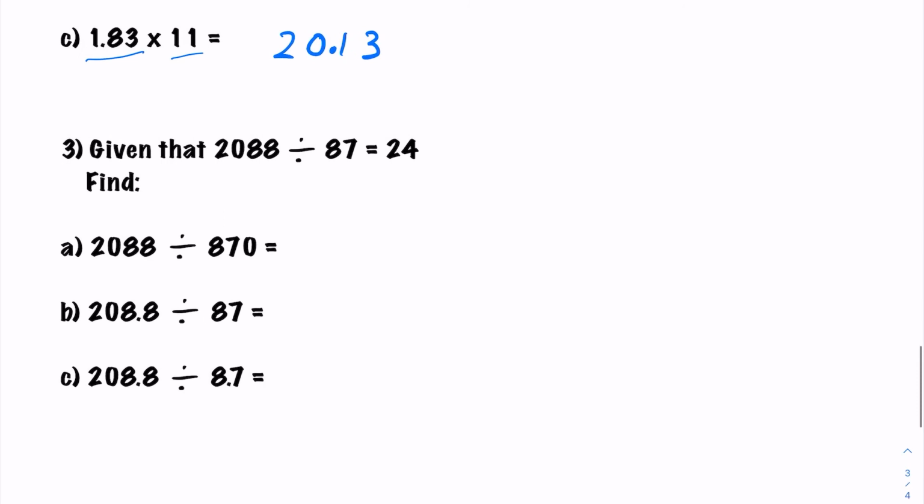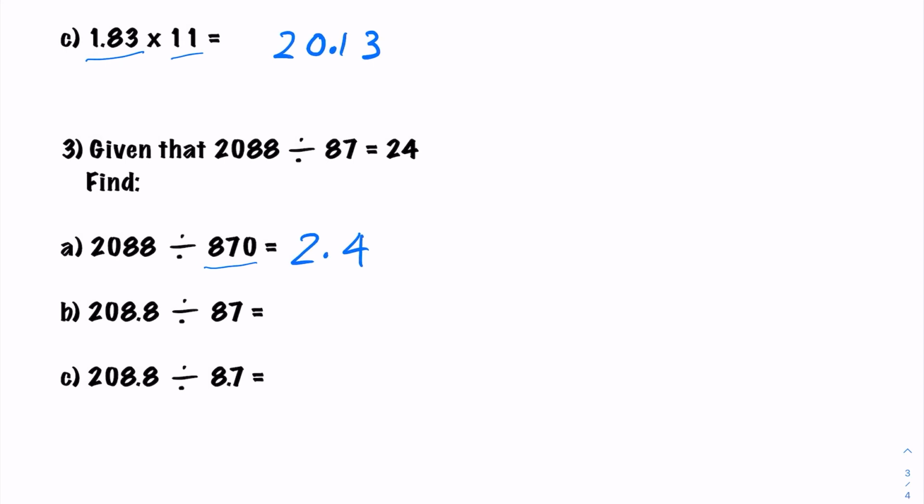Lastly, given that 2088 divided by 87 is 24, find 2088 divided by 870. So you have to be a bit more careful when it comes to division, a bit more careful thinking for these ones. So we are dividing by something that is 10 times bigger. So that's actually going to make our overall result 10 times smaller. Remember, if you're dividing by a bigger number, it's going to make your overall result smaller. So instead of 24, you can have that be 10 times smaller, which would be 2.4.